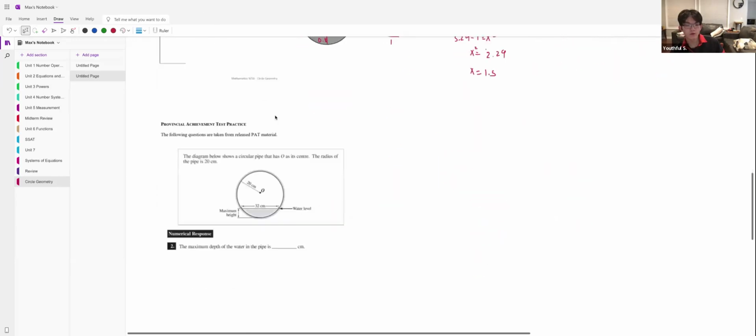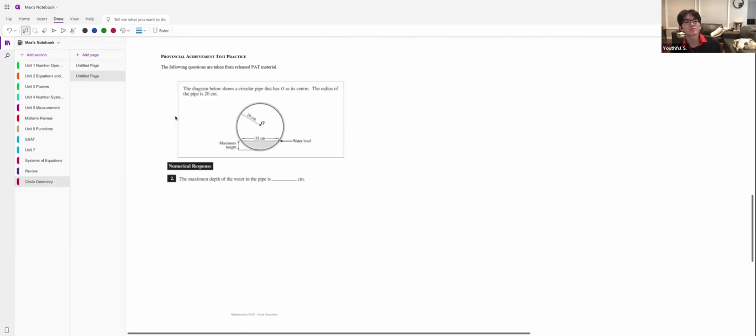Okay. You guys try this problem out. The diagram below shows a circular pipe that has O at its center. The radius of the pipe is 20 centimeters, and it's asking us for the maximum depth of the water in centimeters. So there's some water at the bottom, right? It's asking us for the maximum depth of the water, right? Why don't you guys try this?